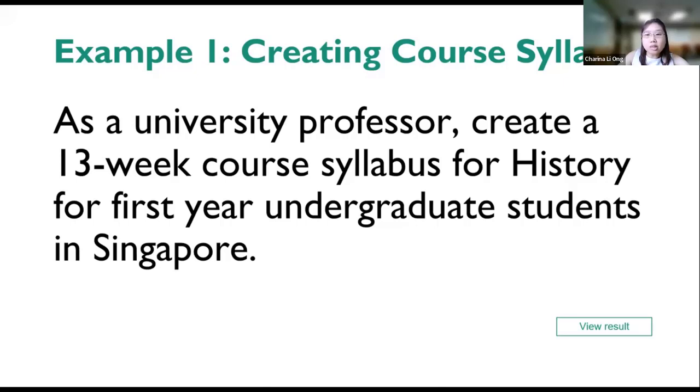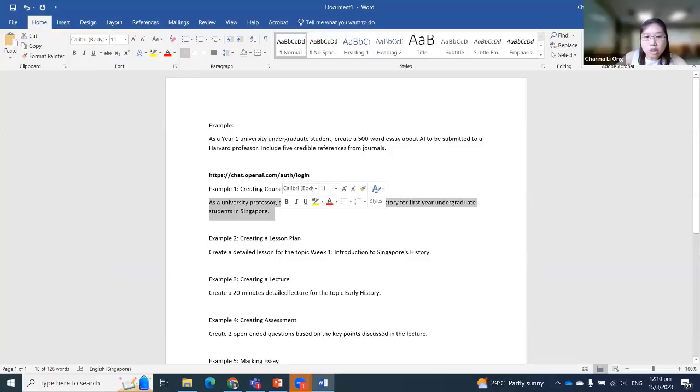So you can look at this example for creating a course syllabus. You could see here, I have this statement. This is your role: as a university professor. This is the output: create a 13-week course syllabus for history. And then your intended audience would be first-year undergraduate students in Singapore. So here I will be using this to generate a result in ChatGPT. So this is my instruction.